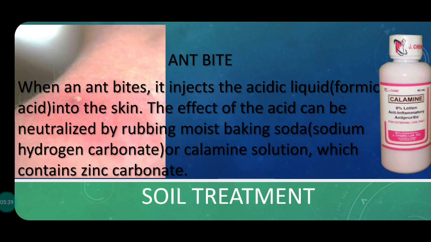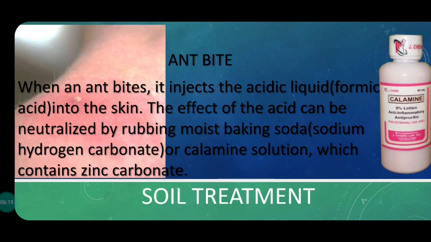An ant bite contains formic acid, and the effect gets neutralized by rubbing with bases like calamine lotion or baking soda, etc. Okay, second application. And we will discuss the third application: we have the experience of adding manures, fertilizers, etc. in soil. It has a chemistry.